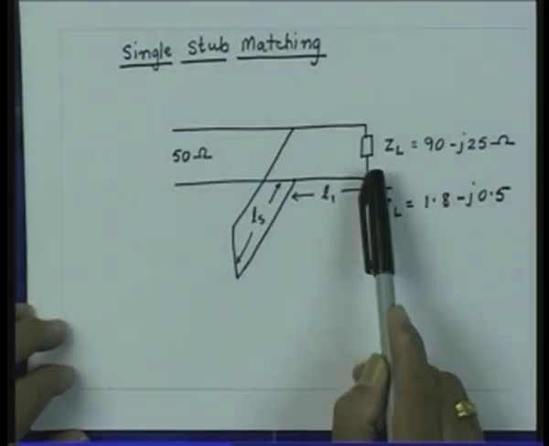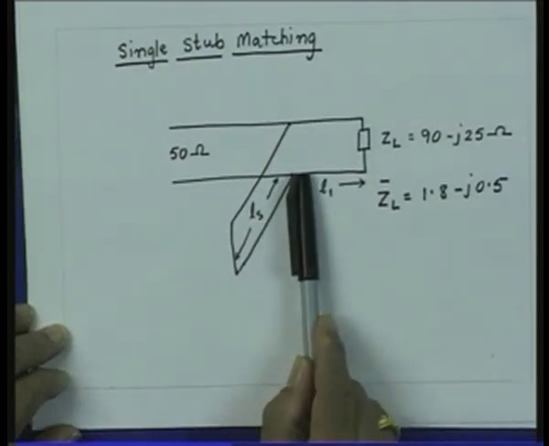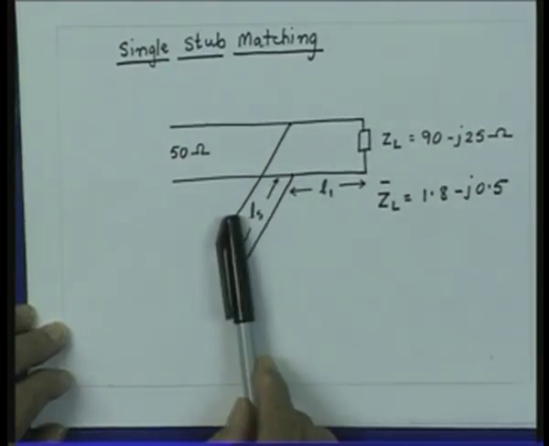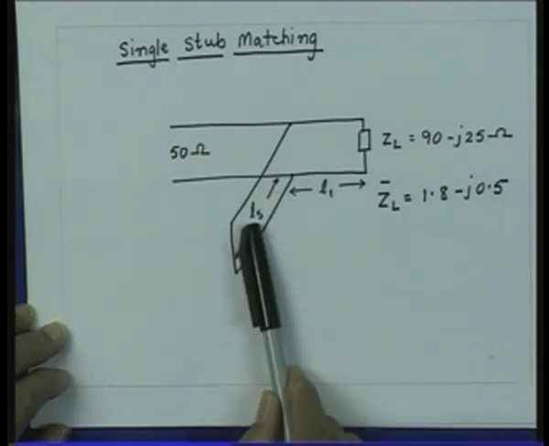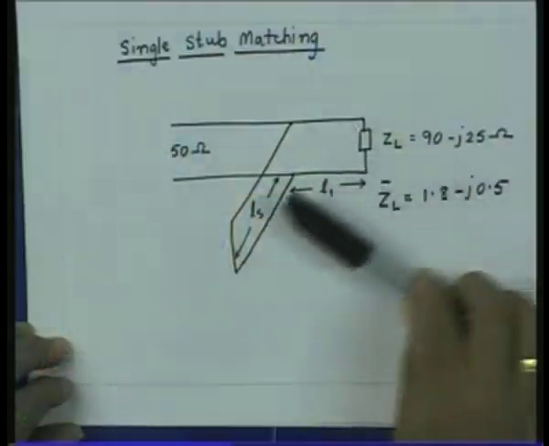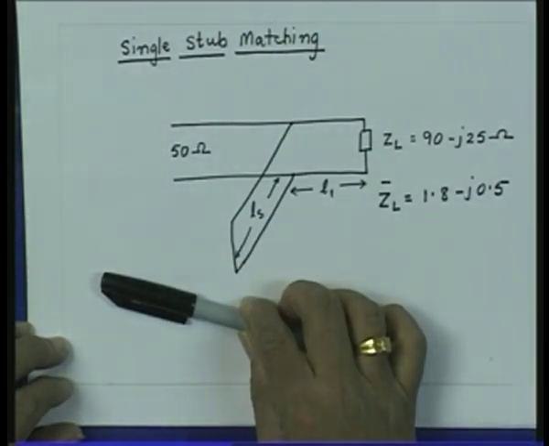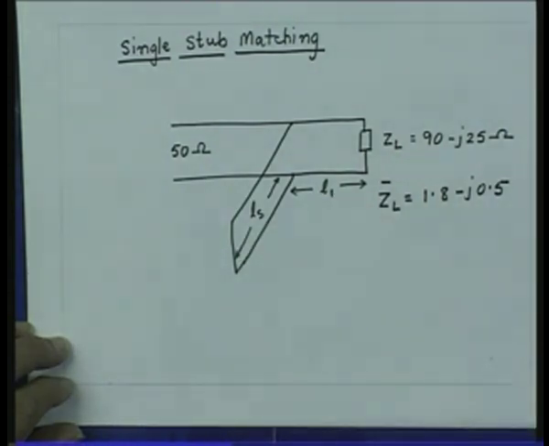Remember now that this is the impedance. The stub is connected in parallel with the main transmission line. So, as we have seen earlier, whenever we have a parallel connection, dealing with the admittances is more appropriate. So, first our task would be to convert this impedance into admittance and then carry out the single stub matching in terms of admittances.